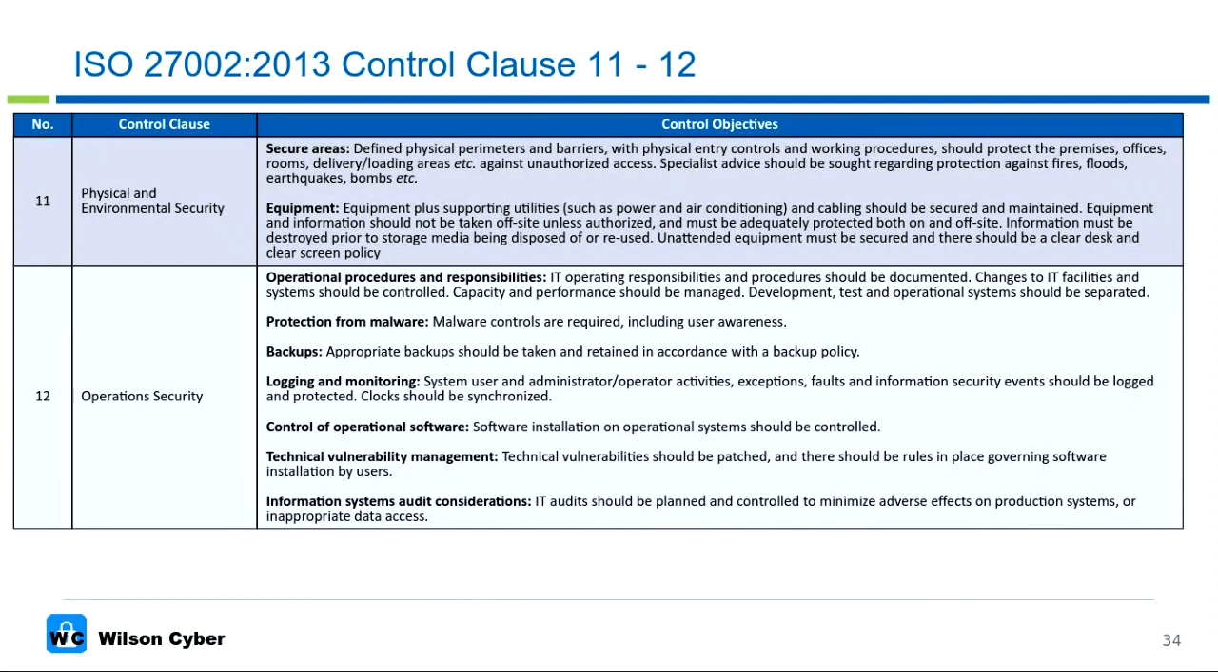Protection from malware. Malware controls are required, including user awareness. Backups. Appropriate backups should be taken and retained in accordance to a backup policy. Logging and monitoring. System user, administrator, operator activities, exceptions, and information security events should be logged and protected. Clocks should be synchronized. Control of operational software. Software installation on operational systems should be controlled.